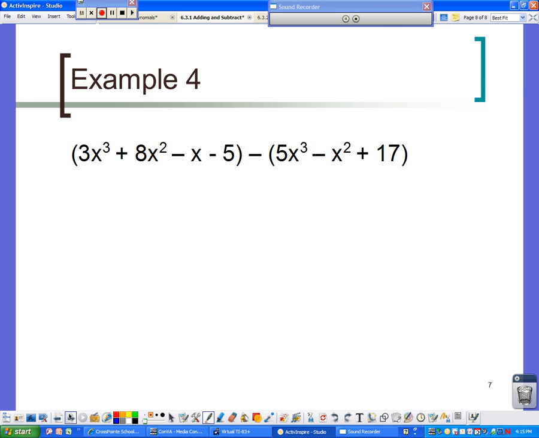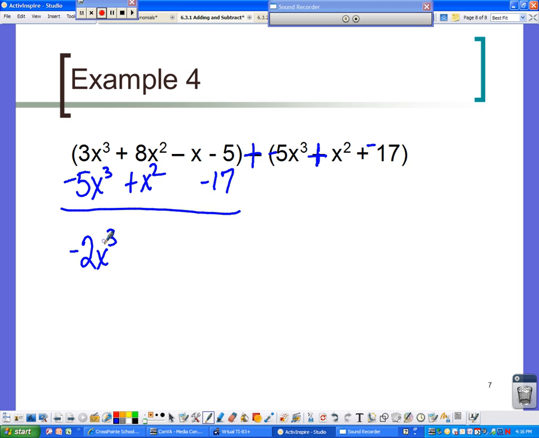Okay, so if you remember, we're going to change the subtraction sign. All of the signs after that one get changed to their opposite. So this one goes to a negative, this one goes to a plus, and this one goes to a negative. So match up our like terms: 5x to the third, plus x squared, no x to match up, and then a negative 17. So 3 and negative 5 gives me a negative 2x to the third. 8 plus 1 gives me a 9x squared, minus x, negative 5 and a negative 17 gives me a negative 22.